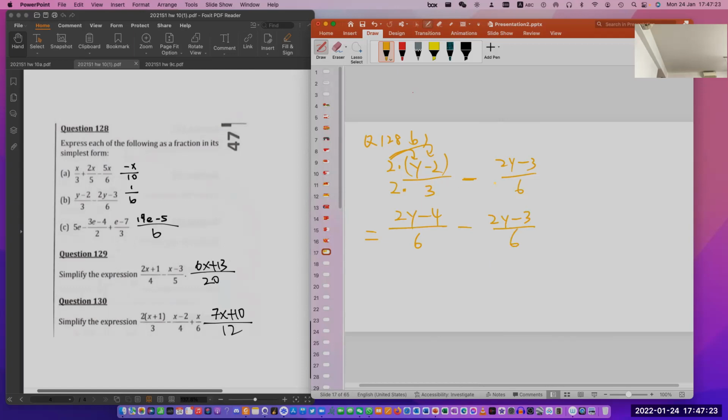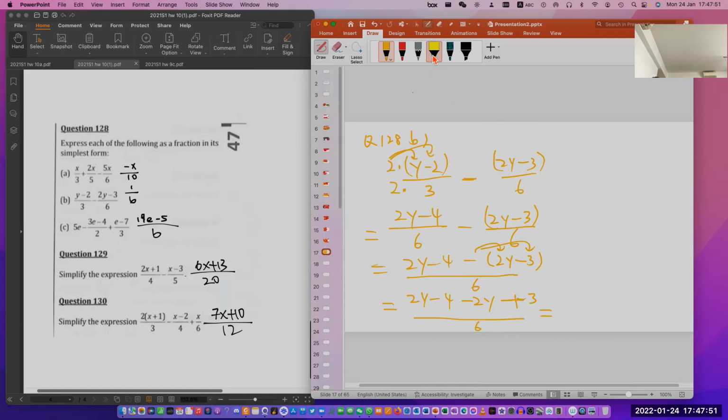So you have to bracket it. As long as you have a minus sign, bracket the term behind. So now you can combine them together. So open the brackets. First bracket minus 2y, second bracket minus 3, minus 3 is plus 3.